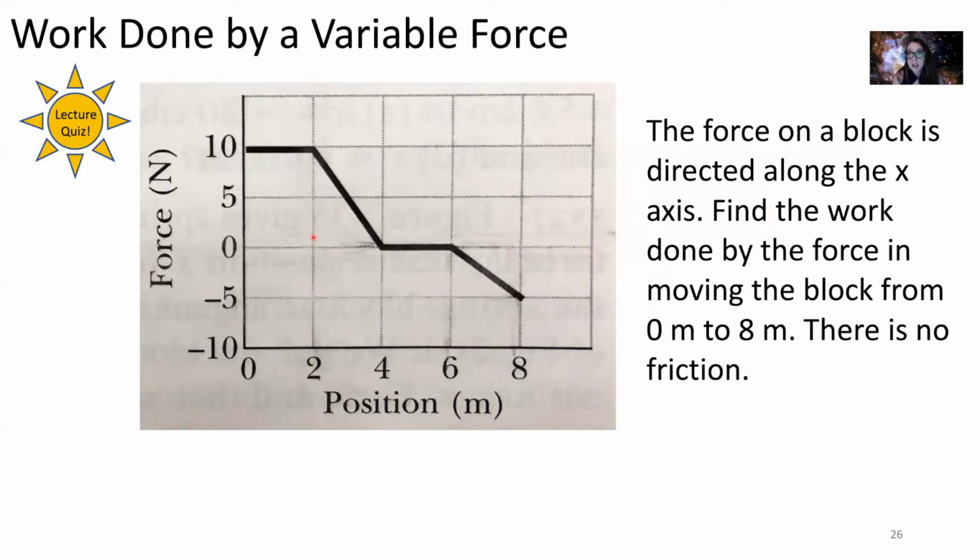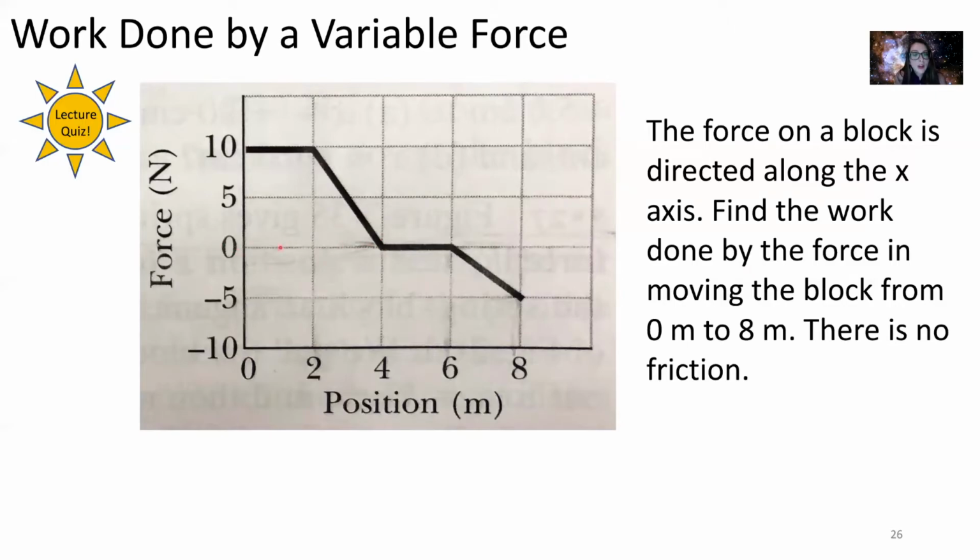Let's apply that idea to this graph right here of a variable force applied over a distance. We have a force on a block. This force is directed along the x-axis. We want to find the work done by moving our block from 0 to 8 meters. Okay, we don't have any friction. So we're moving our block. As we're moving it from 0 to 2 meters, our force is constant. Then as we move it from 2 to 4 meters, our force diminishes to 0.